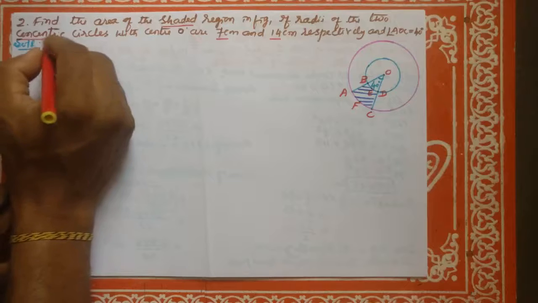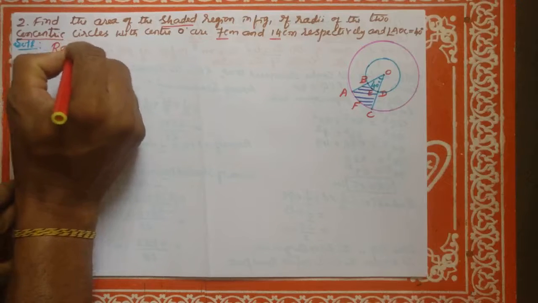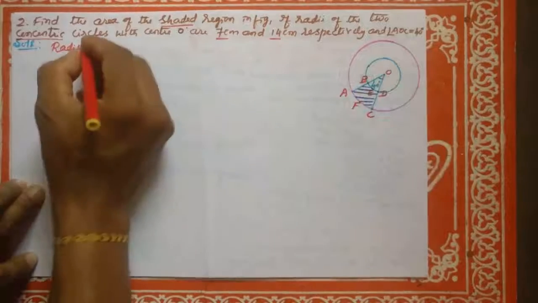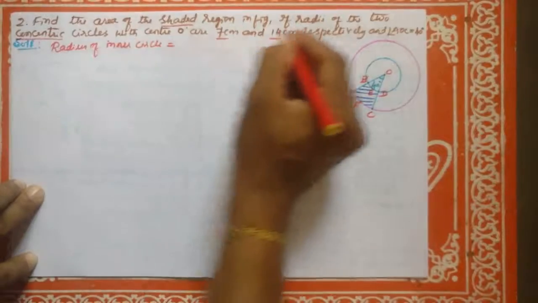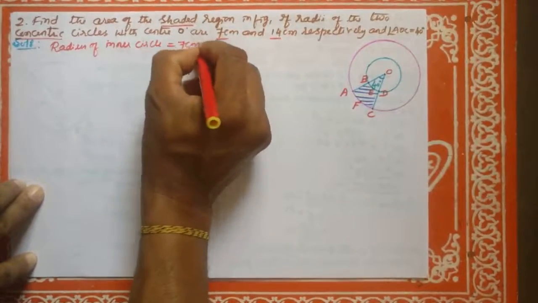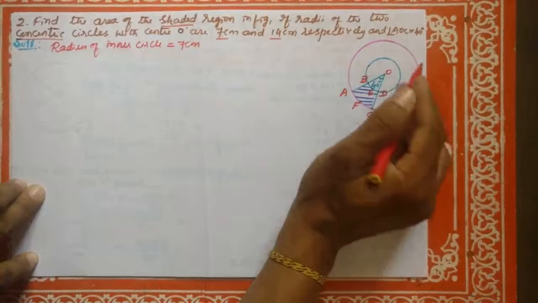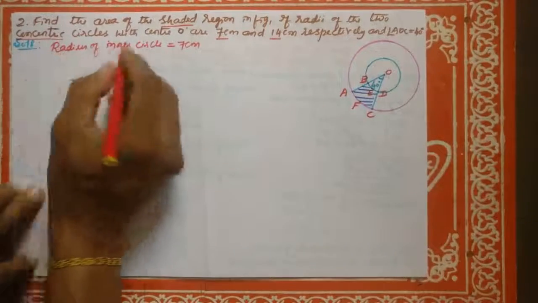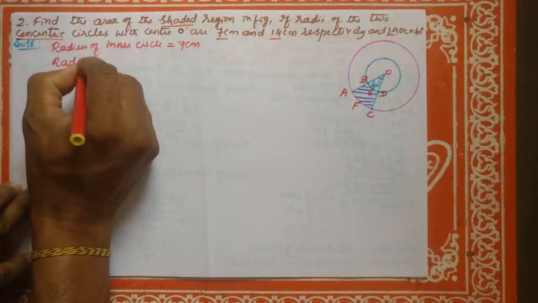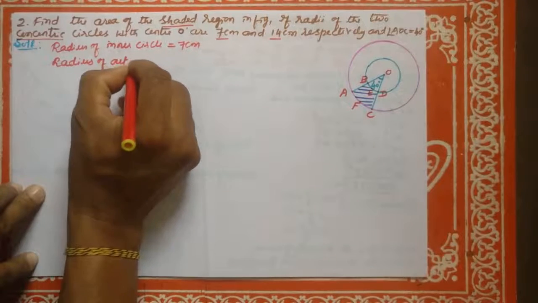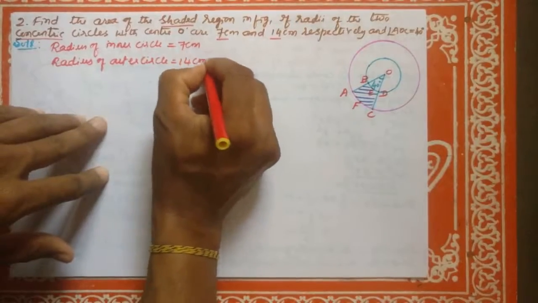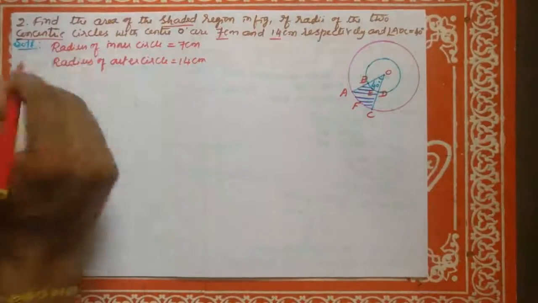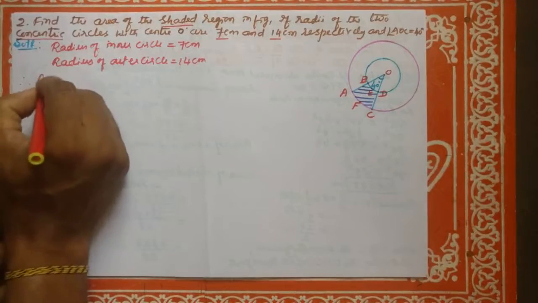Solution: we have radius of inner circle equal to how much centimeter they have given here? 7 centimeter. The inner circle is smaller than the outer circle. Radius of outer circle is equal to 14 centimeter they have given. Therefore, we need to find the area of the shaded region.